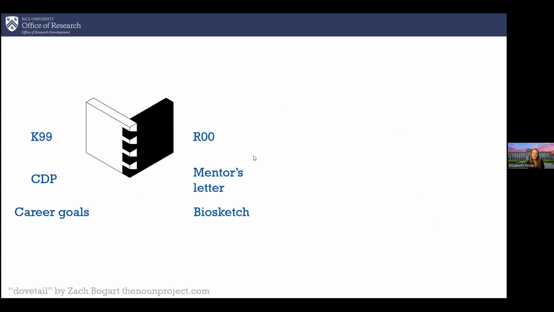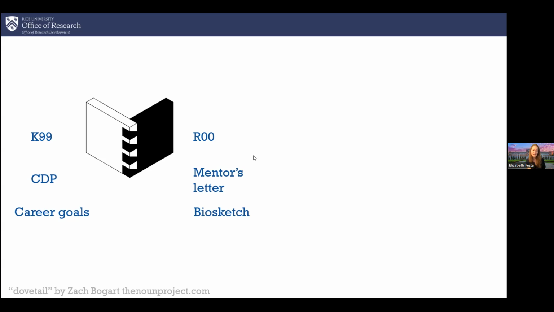So I've got a dovetail image here. I think this is really important to make sure that when you're setting forth goals, you've considered what career goals and training you need for the K99 that you haven't already gotten through your past experience, and how that's going to play out in both the K99 and the R00. So whatever you say you're going to do in the training period of the K99, the skills that you're gaining should be ones that you need for the next independent phase. And you need to echo that throughout the application.